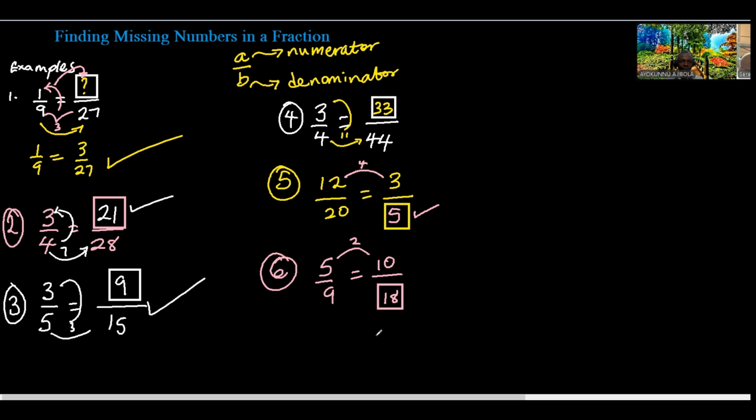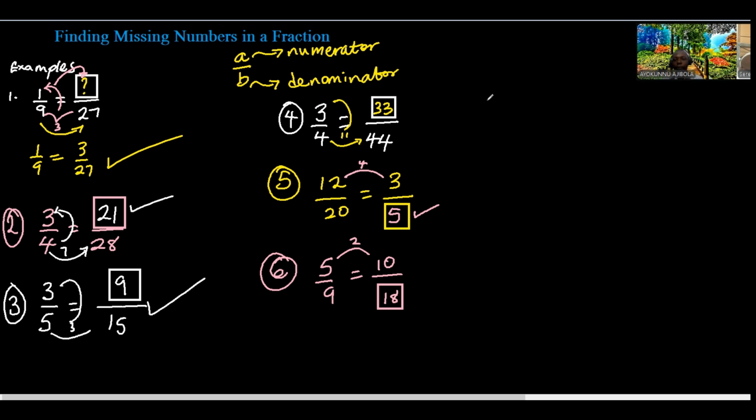Okay? So 5 times 2 is 10, then 9 times 2 is 18. Is that clear? So if you want to reduce it back, you can divide by 2 here, 5, and by 2 here, 9, and it gives us our 5 over 9. Which means they are still equal.